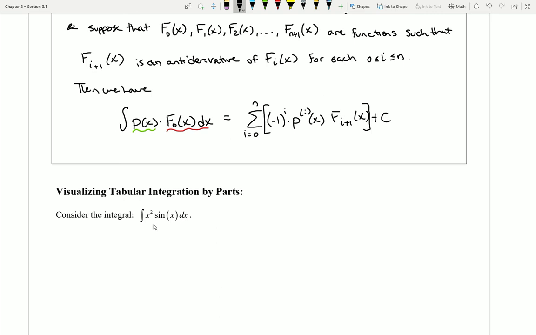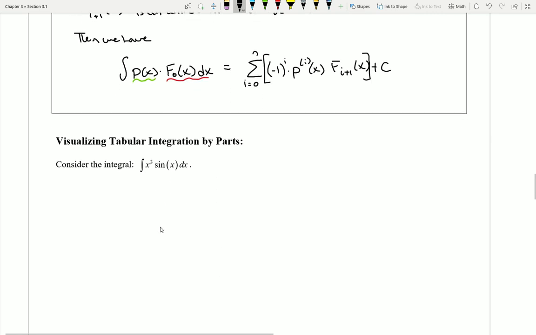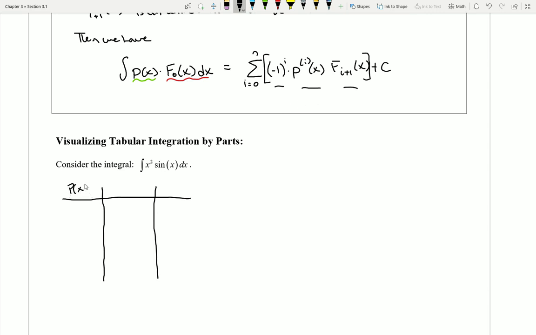To summarize this, let's take a look at an example like this. I want the integral of x squared times sine of x dx. To visualize how I can easily use this formula, to make this a really fast shortcut, I'm going to draw out a quick table. I'm going to give this table 3 columns to stand for these 3 items. My first column is going to stand for my p of x's. My second column is going to stand for my f's, which start at f0. And my last column is going to stand for a plus or a minus, coming from this -1 to a power.